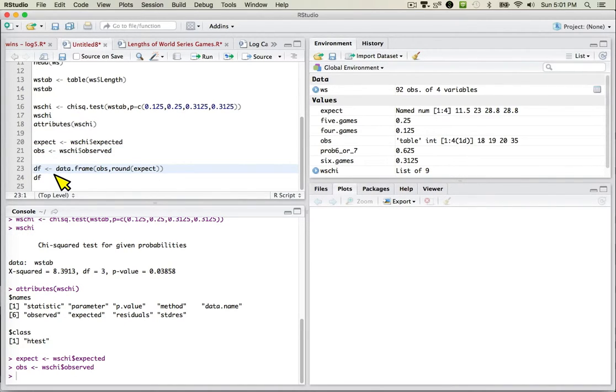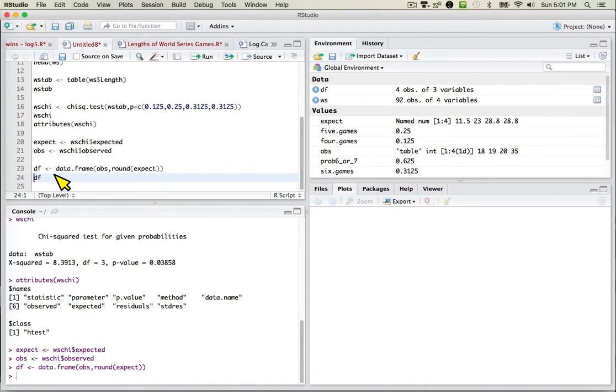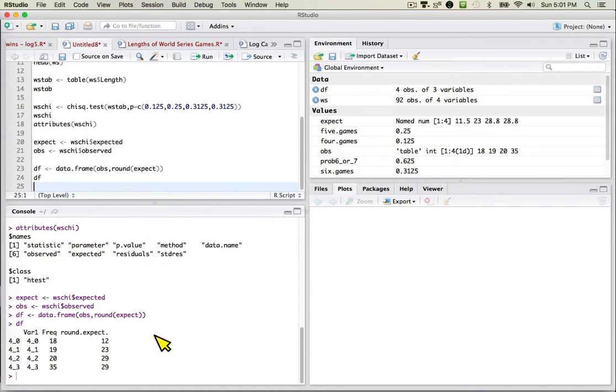And what I'll do is to simply combine those two vectors into a data frame, and we'll take a look at the data frame. And here is what we find. We observed over the course of these years 18 World Series sweeps. We only expected 12. We found 19 4-1 series, and we expected about 23. So that's a pretty close number there.